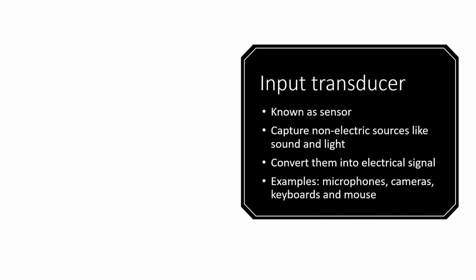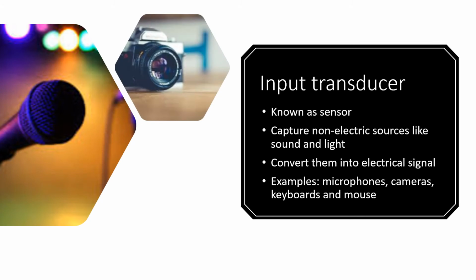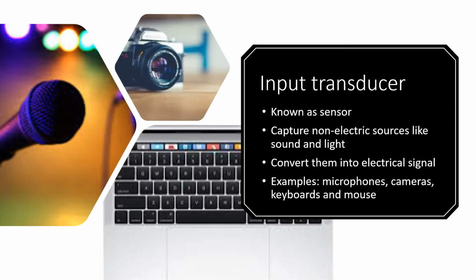Next, the signal will be detected by the second element, which is the input transducer. It is known as sensor and used to capture non-electric sources like sound and light. It will convert them into electrical signals. Without it, the transportation of non-electric sources over great distance will not be effective. Some examples of input transducer are microphones, cameras, keyboards, and mouse.